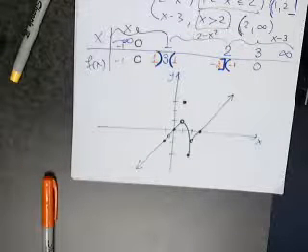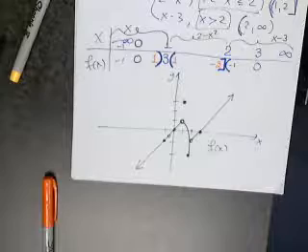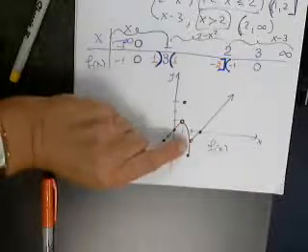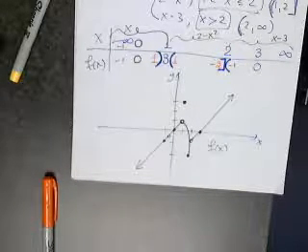This is the graph of our f of x. One more time. This point does not touch the parabola, and it's an open point. Any questions?